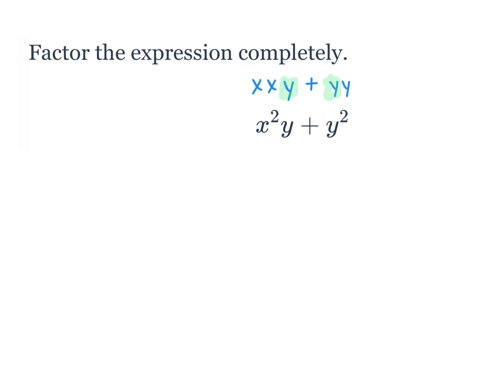So if they share a y, they can factor out, excuse me. So I'm going to factor out my y. When I factor out my y, well, there's still x squared left from the first one, and there's only a single y left from the second.